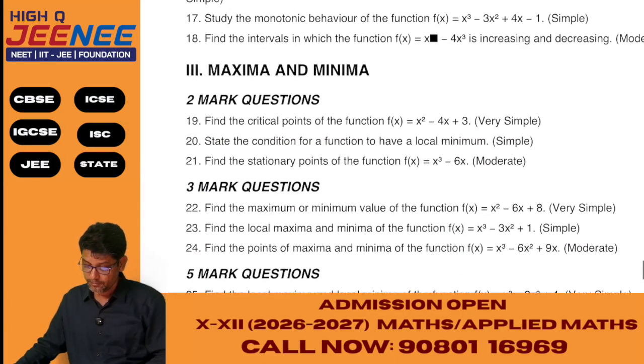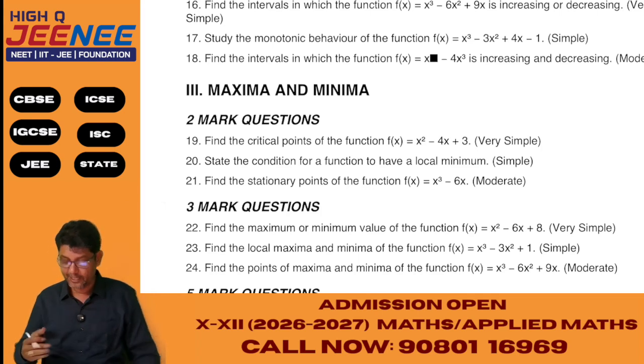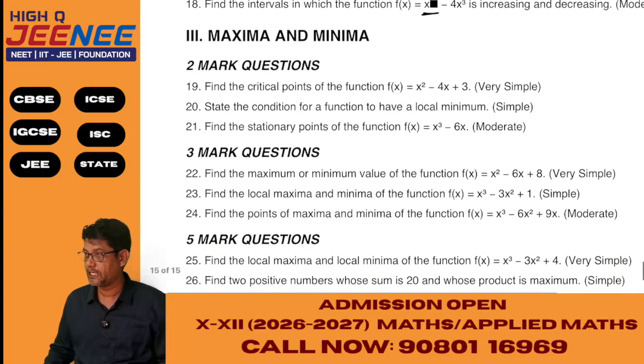Okay, next. Something is missing. I think all are similar type only. There is some error. Let us start with the maxima and minima.